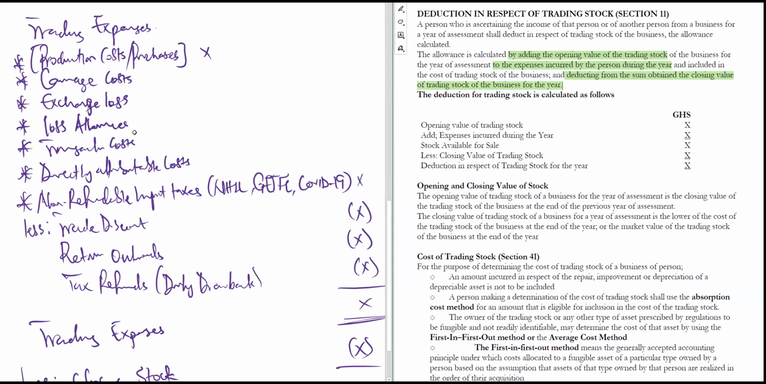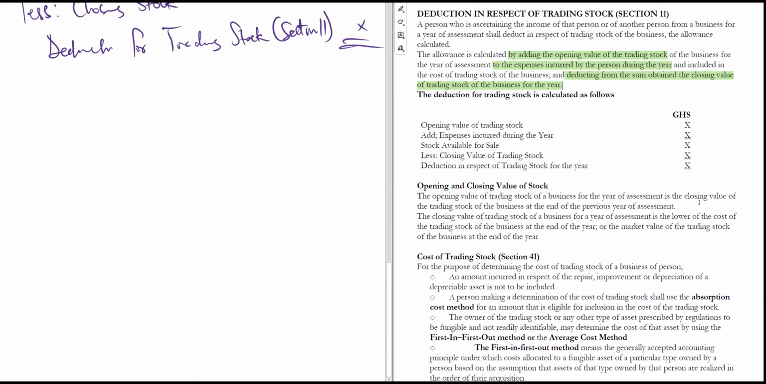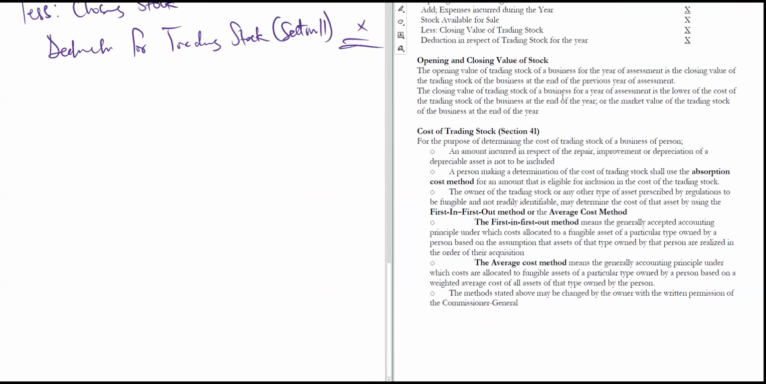So we have seen the deduction in respect of trading stock. Now, opening and closing value of stock. The opening value of trading stock of a business for the year of assessment is the closing value of the trading stock of the business at the end of the previous year of assessment. And the closing value for this year is the lower of the cost of the trading stock at the end of the year or the market value of the trading stock.